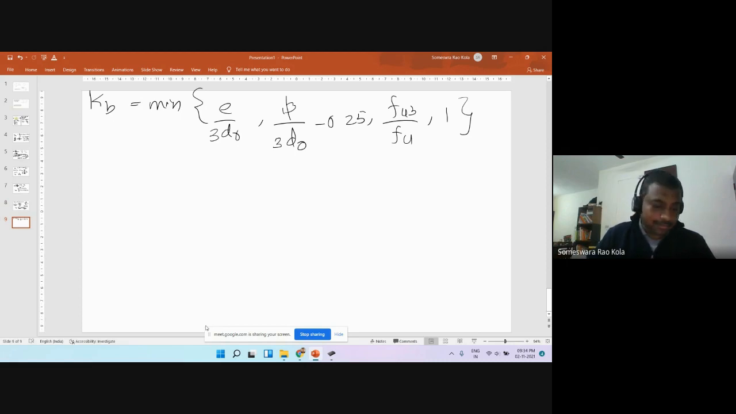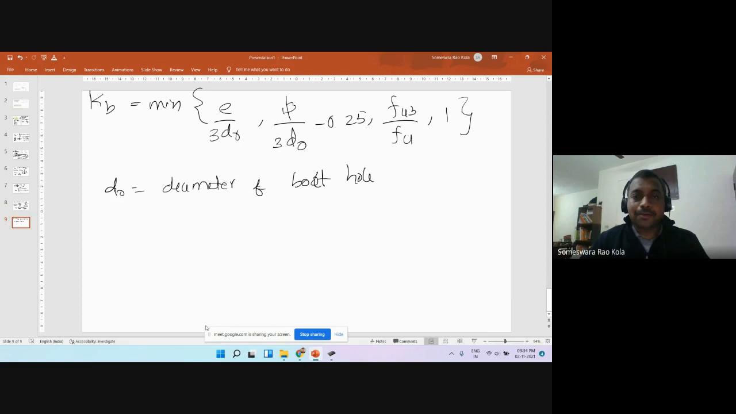Now what is d naught? D naught is the diameter of the bolt hole, and we said it shall be more than the bolt diameter, depending on the diameter of the bolts. So we are going to use the bolt hole diameters, and then fub is the ultimate tensile strength of the bolt.